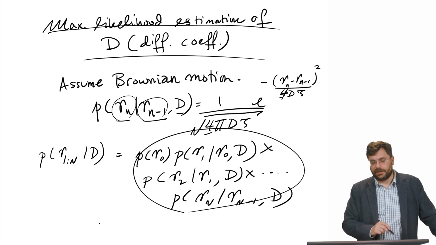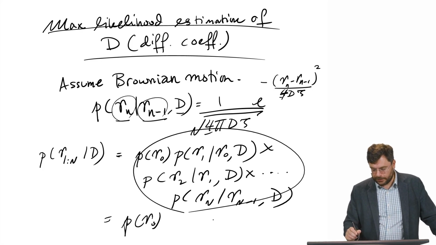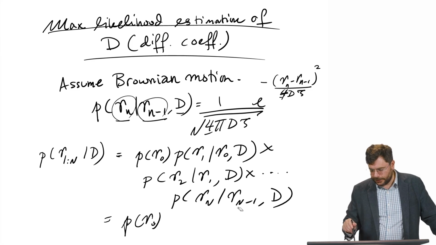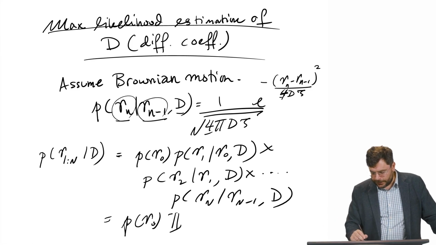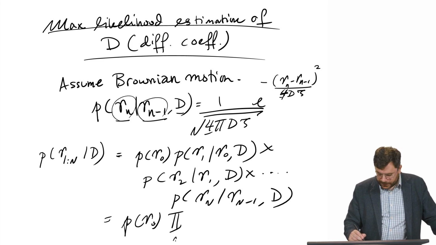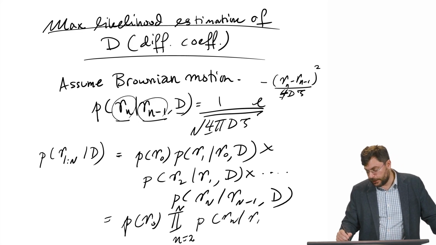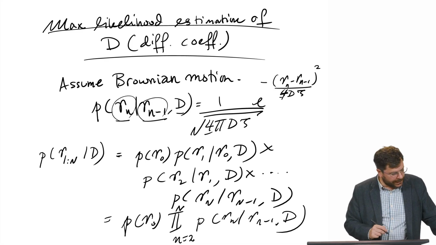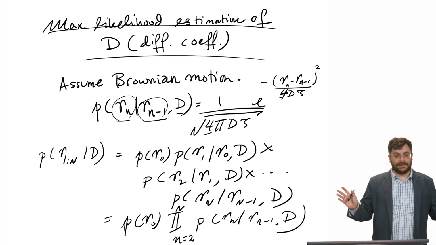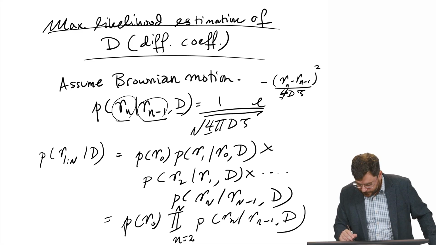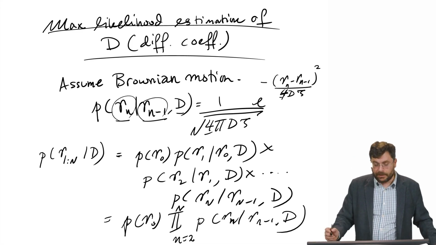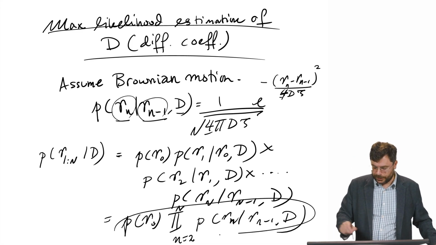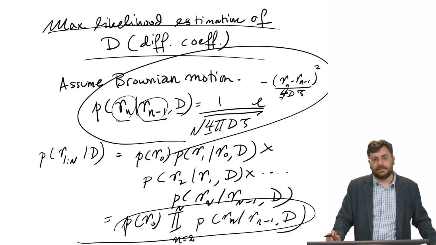So if I were to take all this and write it out as a neat product, I would have P of R naught, and then the product from n equals 2 all the way up to N of P of R n conditioned on R n minus 1 and D. That's my likelihood. This is R small n. I know how to write down this expression here, because I know exactly how to write down those.